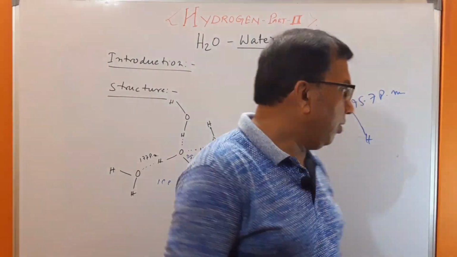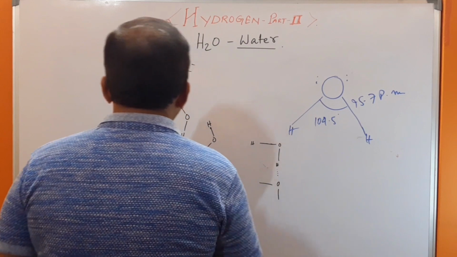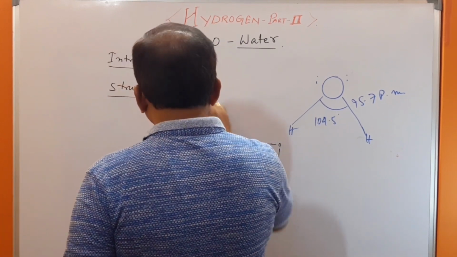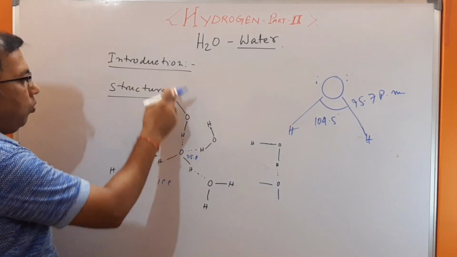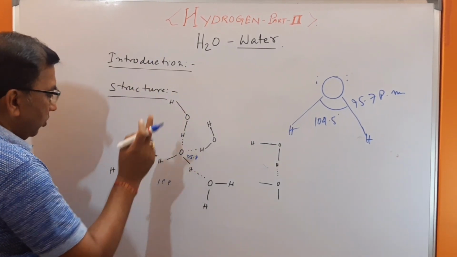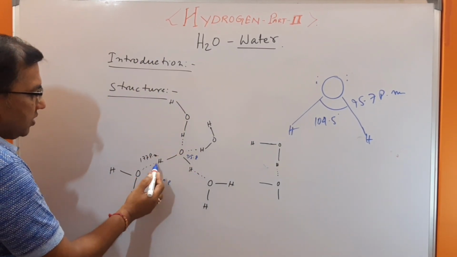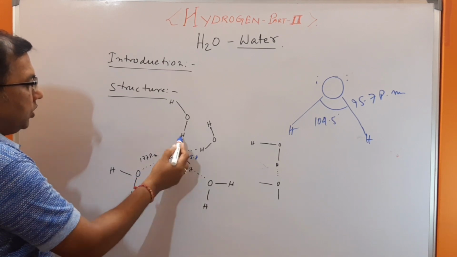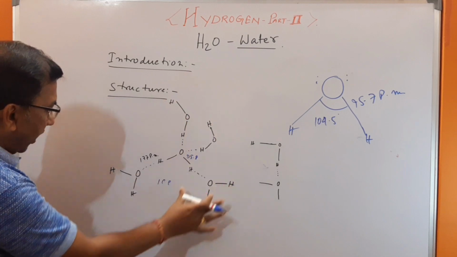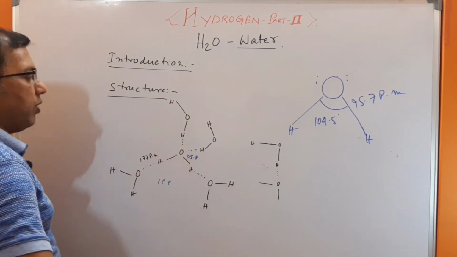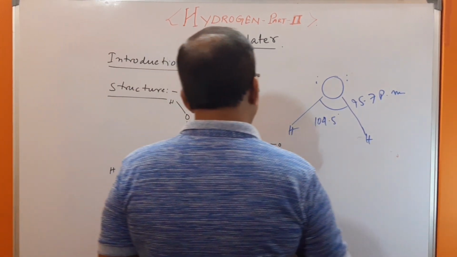Okay, in this structure of ice, what you see is H2O. This is H2O, and this is H2O, and this is the hydrogen bond. This is hydrogen bond, this is hydrogen bond, this is hydrogen bond. So this is the solid ice structure. And what is the cage-like structure here? I am drawing it here.